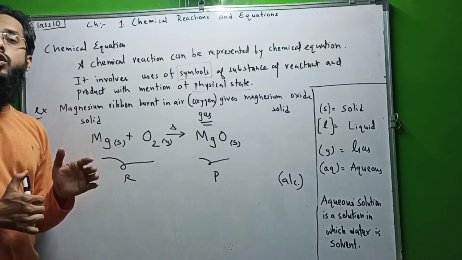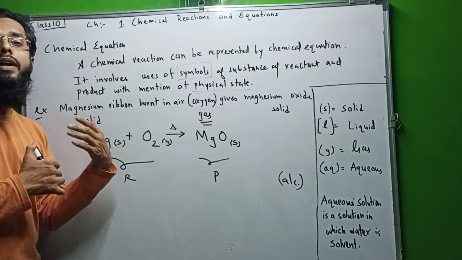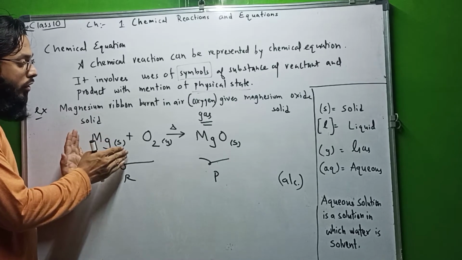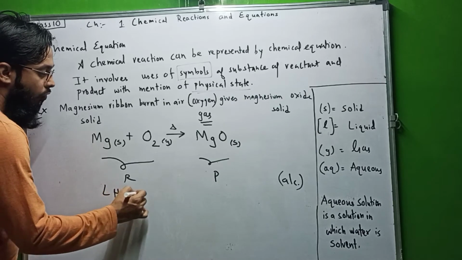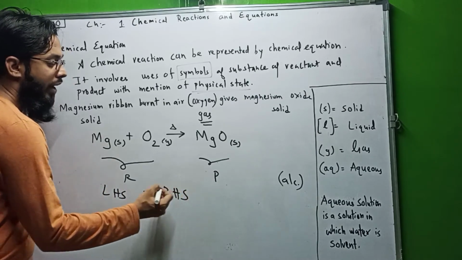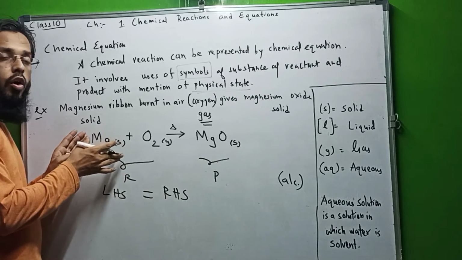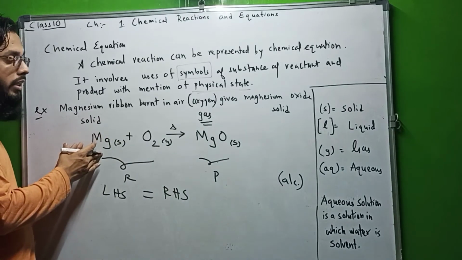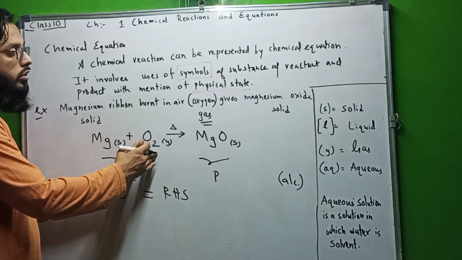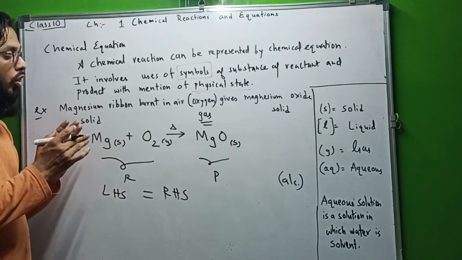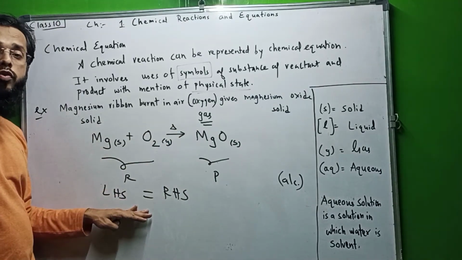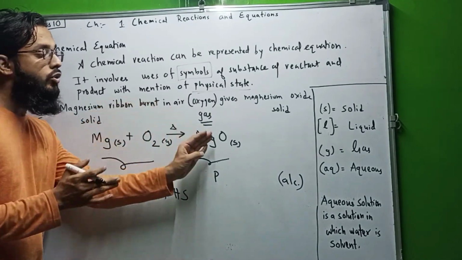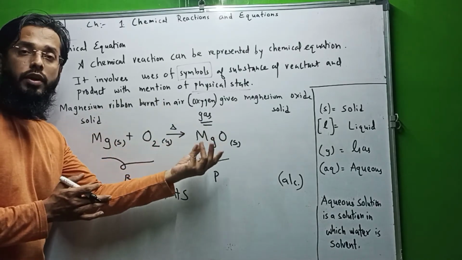According to the law of conservation of mass, matter cannot be created or destroyed. It means the number of atoms on the left hand side will always be equal to the number of atoms on the right hand side. If there is one magnesium, there should be one magnesium. If there are two oxygen, there should be two oxygen. This way we can follow the law of conservation of mass. Mass cannot be destroyed, meaning if you are adding one magnesium on the reactant side, there should be one magnesium on the right hand side. If you are adding two, there must be two.